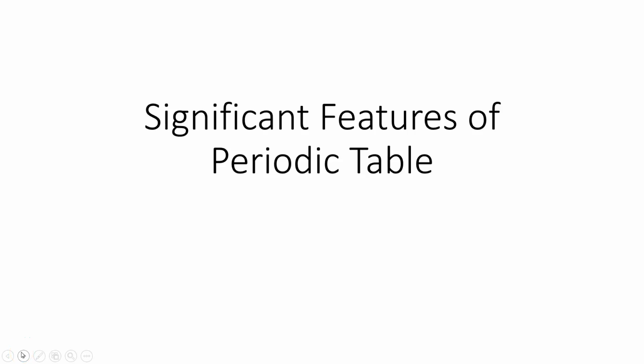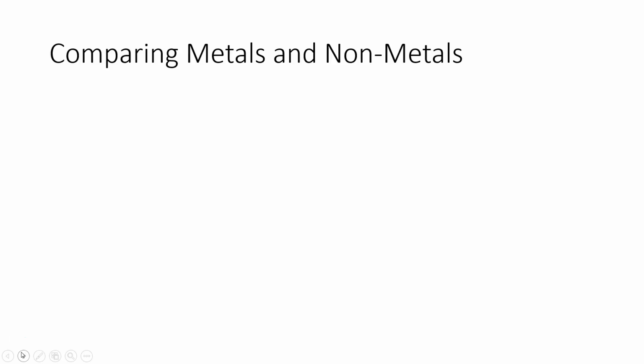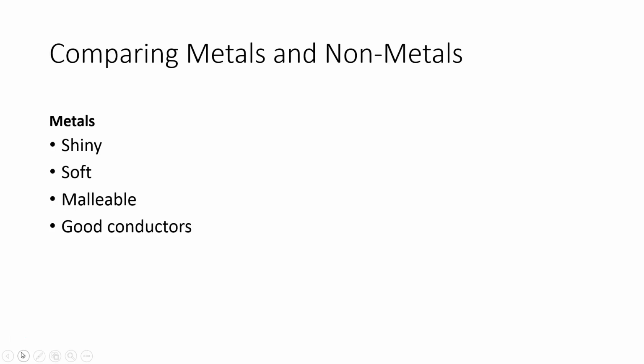Okay, there are a few things you need to know about the periodic table and the significant features of that table that you might find. To begin with, let's remind ourselves the difference between the properties of metals and the properties of non-metals. Metals are generally shiny, soft, malleable, which means we can make them change their shape very easily. We can work them into new shapes. And they're good conductors of both heat and electricity.